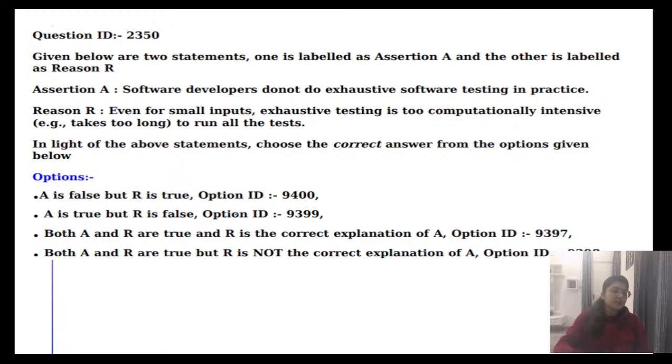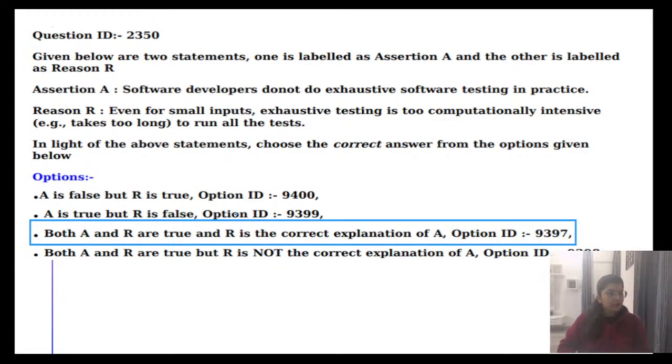Right. So for this question, the correct answer is option number C. That is, both A and R are true and R is the correct explanation of A. So what is exhaustive testing? Anybody? Anybody has any idea? Good afternoon, Lakshmi. What is exhaustive testing?